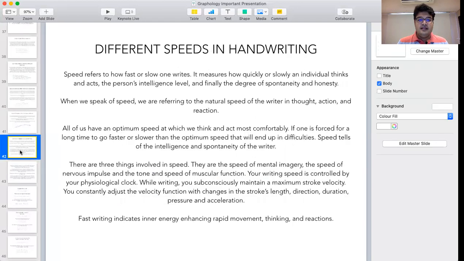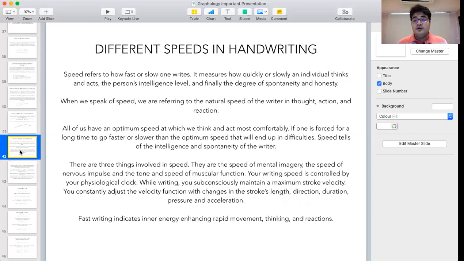Now, going ahead, let's talk about different speeds in handwriting. Speed refers to how fast or slow a particular person writes. It measures how quickly or slowly an individual thinks and acts, the person's intelligence level, and finally, the degree of spontaneity and honesty. When we speak of speed, we are referring to the natural speed of the writer in thought, action, and reaction. All of us have an optimum speed at which we think and act most comfortably.